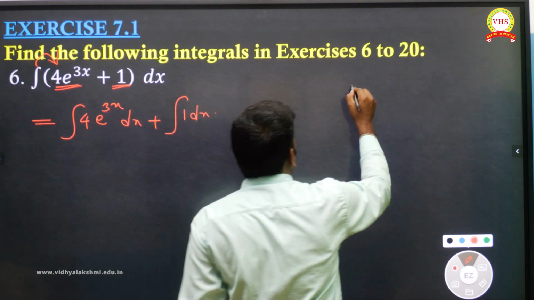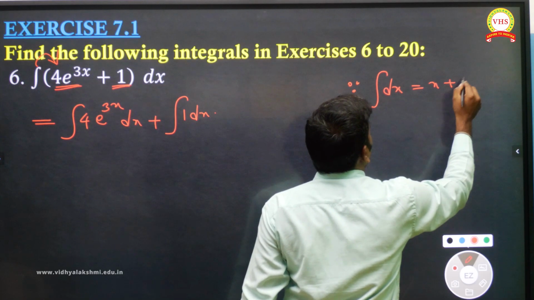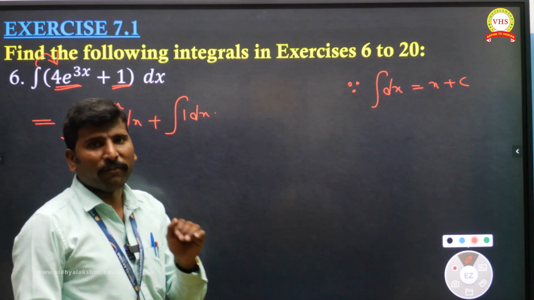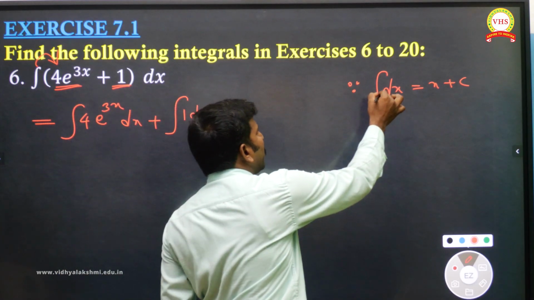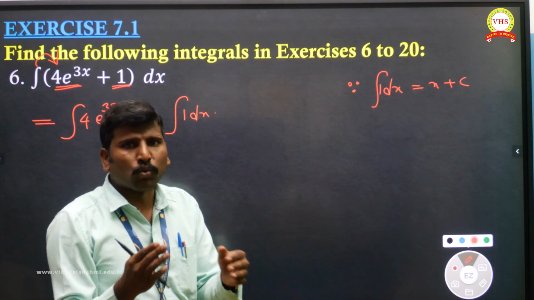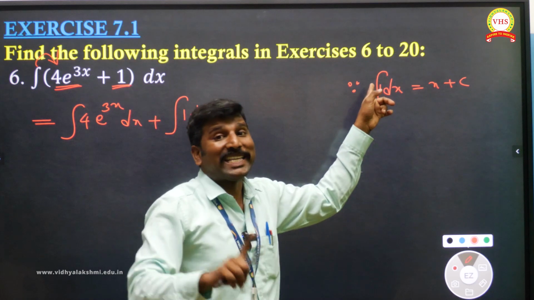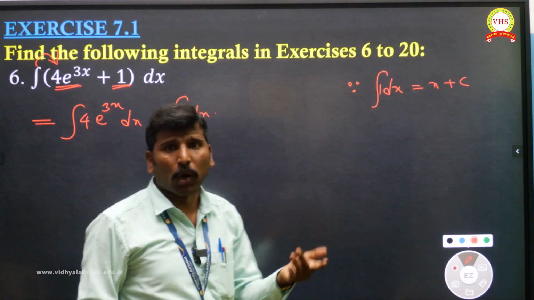Formula you must learn, children. Formula what? Integral dx is equal to x plus c. Formula number 1. When we have just dx, you just have to write x, which means 1 into dx. You can use the antiderivative. What you differentiate to get 1? x, when you differentiate with respect to x, I am getting 1. Like that, you have to identify.